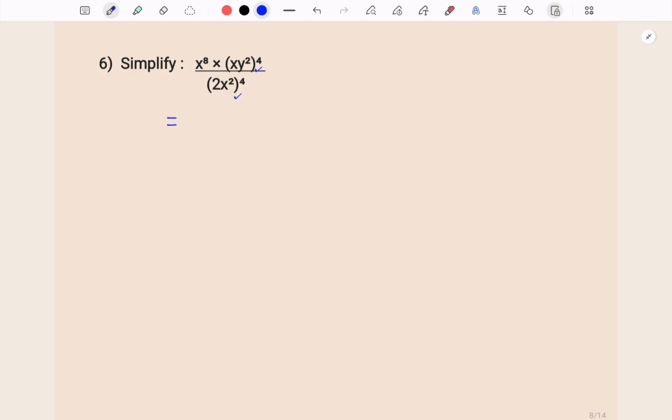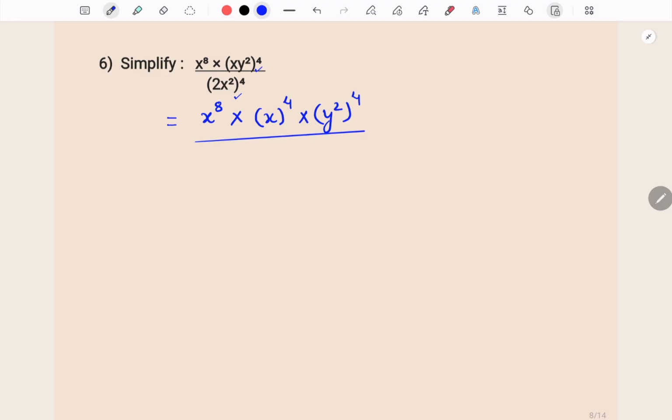So as a rule of thumb, we will operate on the brackets first. So we have x raised to the power 8 multiplied by xy squared all raised to the power 4. Again, we have a power present outside the bracket. So every term inside the bracket will have that same power. That power will be distributed to every term present inside the bracket. So this x will also have the power of 4, and this y squared will also have the power of 4.